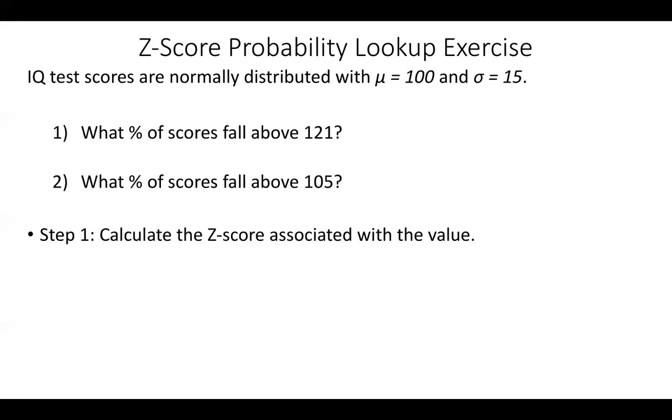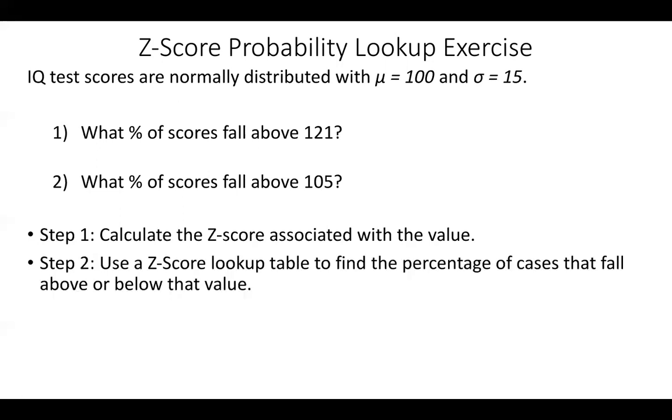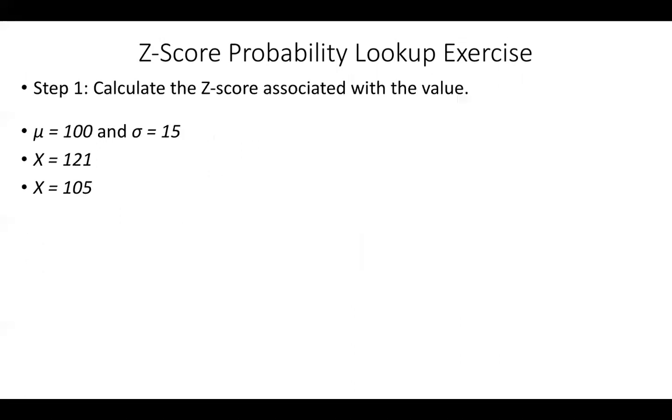Once we have those Z-scores, we go to step 2, where we use a specific lookup table and find out what percentage of cases fall either above or below that specific Z-score value. So let's walk through this. Step 1, we calculate the Z-score associated with each value.